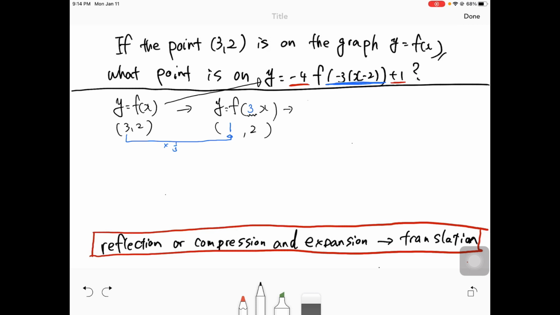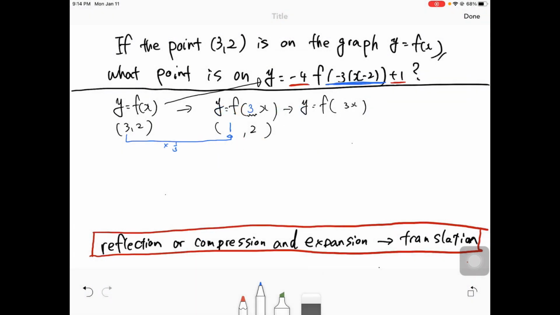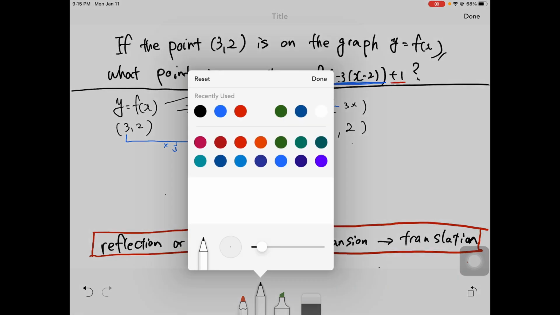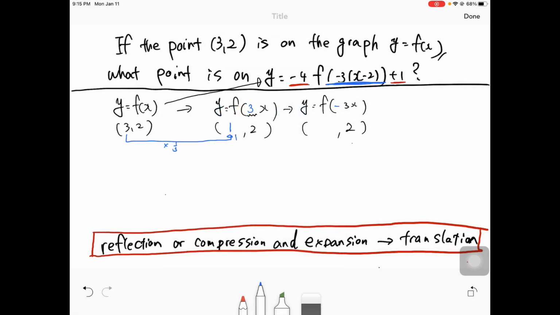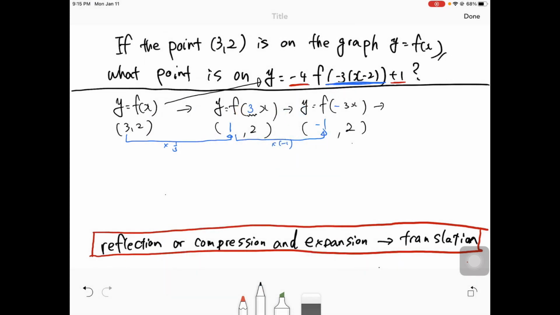The next one, there's a negative value here, so I do a reflection. So I put the negative value here. You don't need to change the y value, but you have to change the x value because it's a reflection. So you multiply by -1, so it's going to be -1. This is the last change for the horizontal transformation.